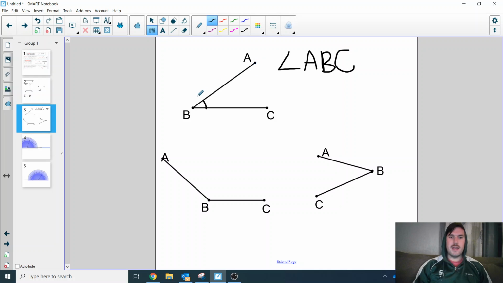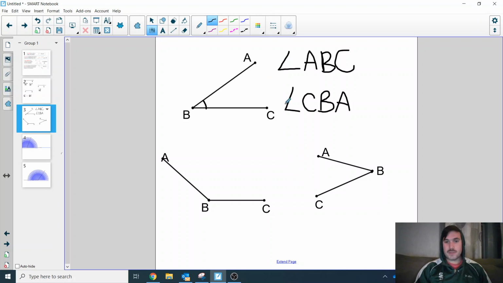Now, I started at A, B, C, so I know if I'm drawing my angle, I'd start at A, connect to B, and then connect to C. Well, if I did that backwards, if I start at C, and then went to B, and then went to A, I would still be drawing the same thing. Start here, C, B, A. So these angles all have 2 names, angle ABC or angle CBA.